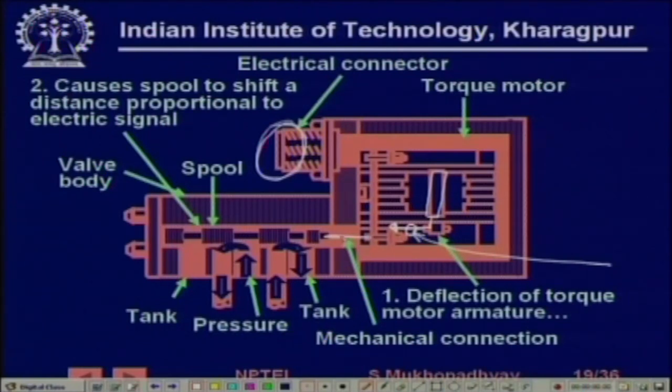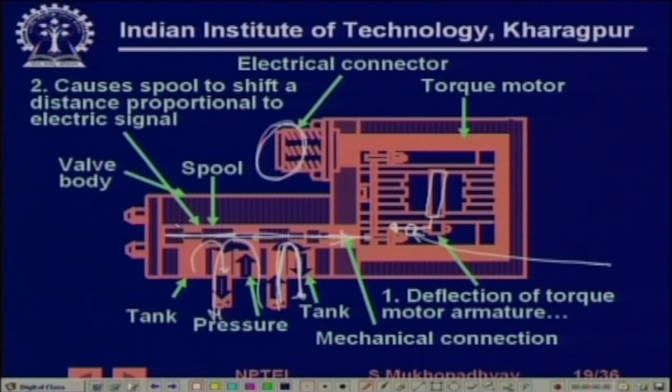So once this pushes, this valve will shift. This is the spool, you can see the spool. This is the spool shaft. So once this moves this side, this is the pump which gets connected to this port, and this port gets connected to the tank. On the other hand, if you move it this way, then this will get connected to this port, and this will get connected to this port. So this will make the spool shift.